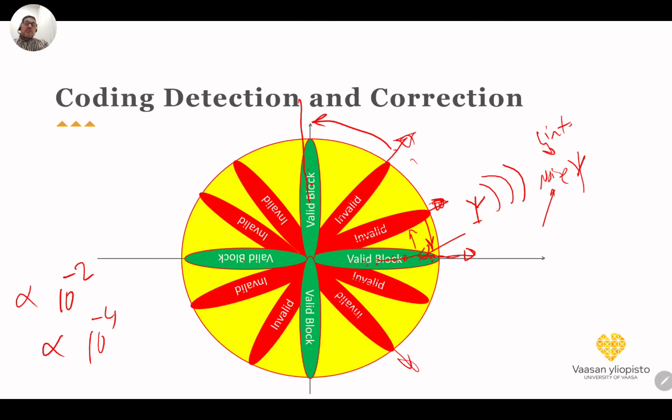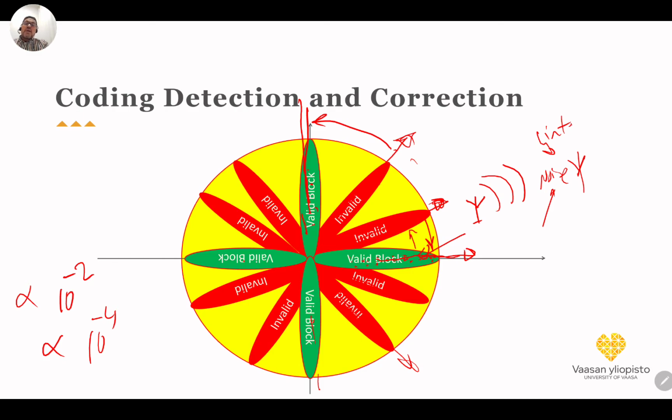Once three errors happen, this valid code will be received as another valid code. So it will come here, for example, or here. In this case, our decoder will not see any error. It will think that the transmitted one was already this code. However, it was this one. Because of three errors, we say that those three errors are undetectable. So this pattern is undetectable, it cannot be detected by our decoder. So it will be received as a valid code, and this, of course, will be a problem.